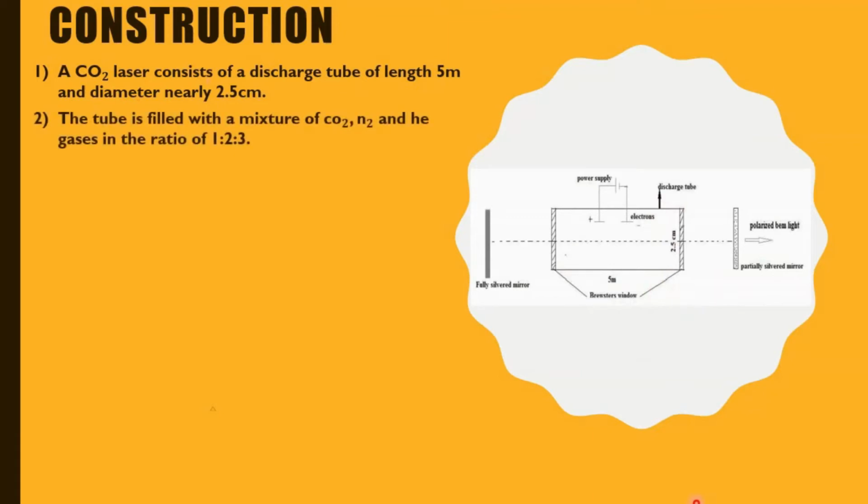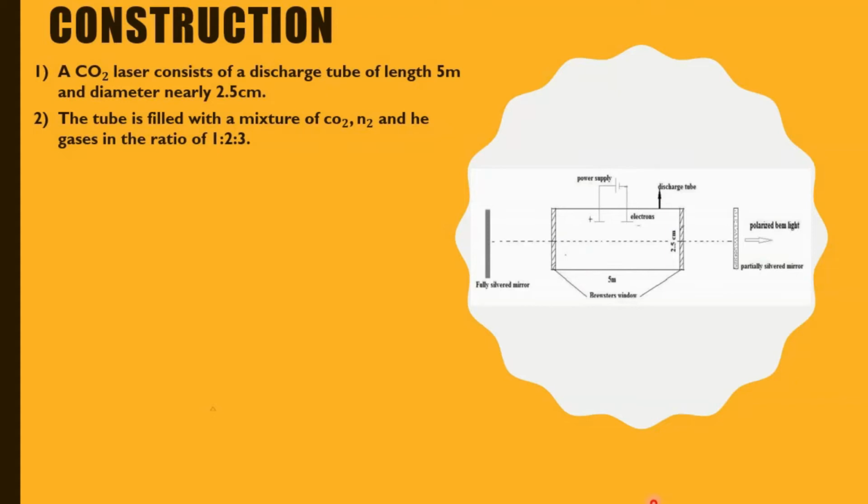Now the second is the tube is filled with a mixture of CO2, N2 and helium gases in the ratio of 1:2:3. Now note that this C and O is in capital, this N also is in capital, and this H will be in capital. So this is CO2, that is carbon dioxide, this is N2, that is nitrogen, and He means helium, and it will be filled in the discharge tube. This mixture will be in the ratio of 1:2:3. That means CO2 will be 1, N2 will be 2, and helium will be 3.